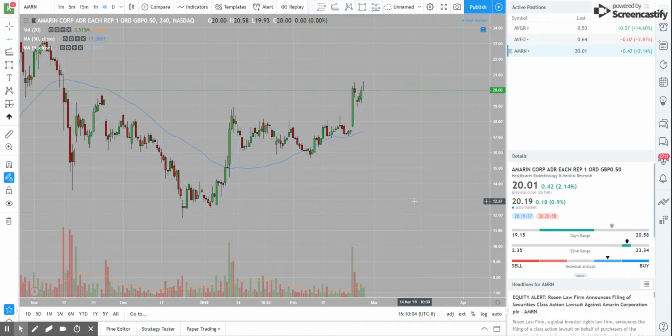Hey everybody, some ideas on AMRN. I wanted to go over some technical analysis regarding AMRN. I did one on AVGR today that's actually very similar to this move that I'm looking at with AMRN. But we're looking at a trend continuation trade with this.